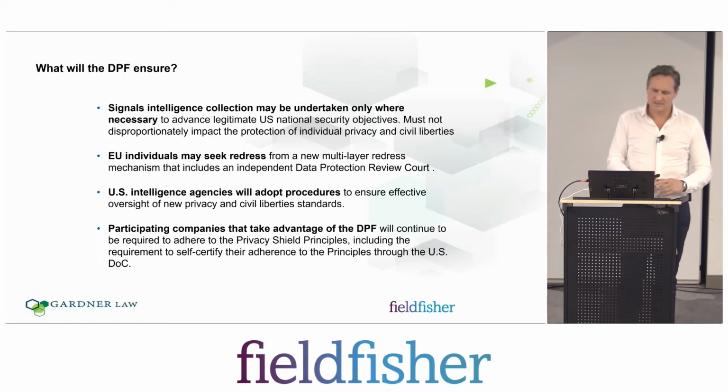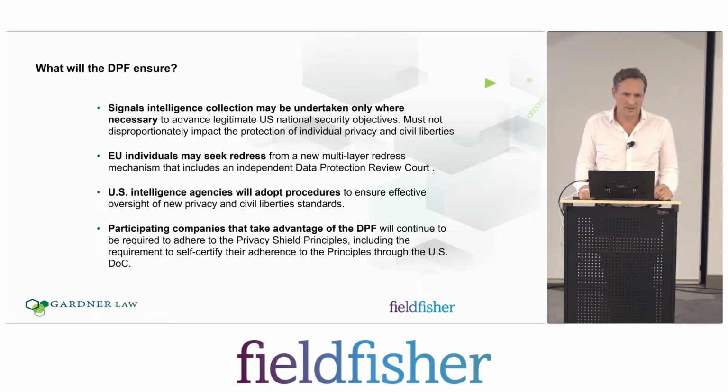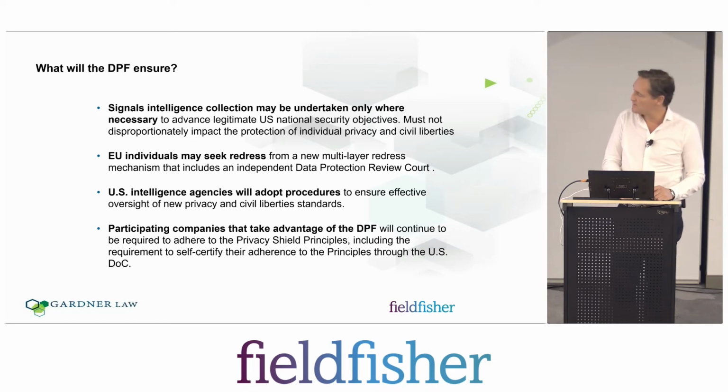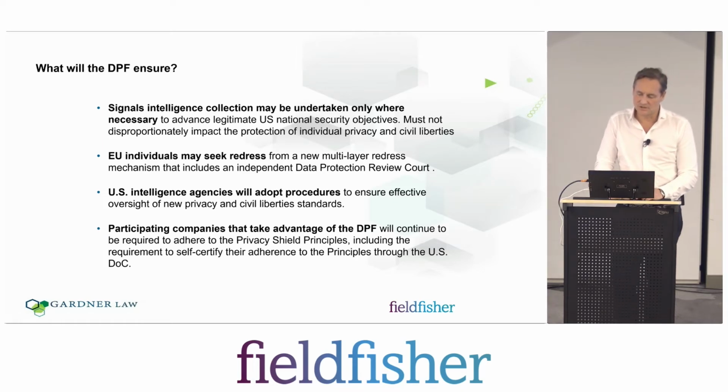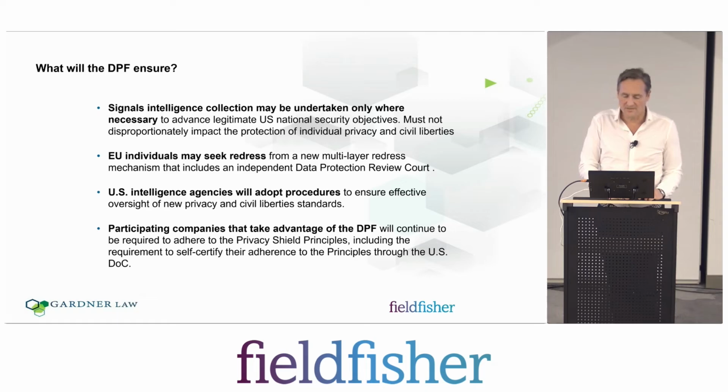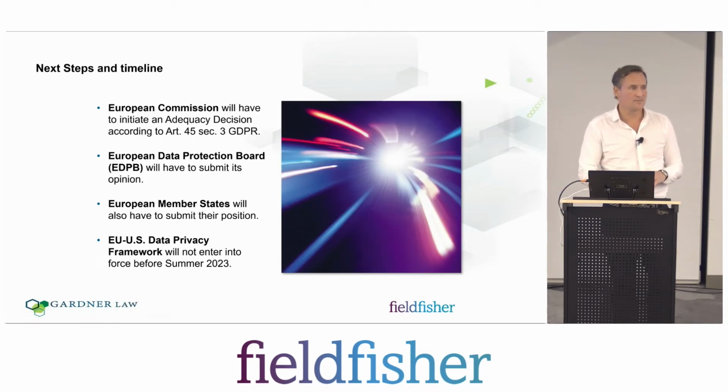On this slide, you see once again the key bullet points of what this new framework contains. I already mentioned that EU individuals may seek redress from a multi-layer redress mechanism that should now be implemented, the already mentioned Independent Data Protection Review Court. That is one very important part of it, and as I said, the US intelligence agencies will also adopt procedures to ensure effective oversight of new privacy and civil liberty standards. That's it, very briefly. The important question now is what the timeline is and what has to be done on the side of the European Commission.